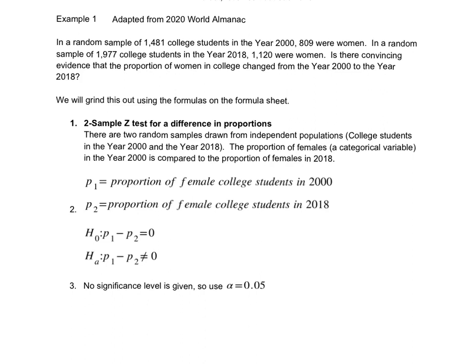Okay, so we would use a two-proportion z-test, because these are two random samples drawn from independent populations, and we're talking about categorical data here, the number of college students that were women. We state our parameters. P sub 1 is the proportion of female college students in 2000, and P sub 2 is the same proportion in 2018.